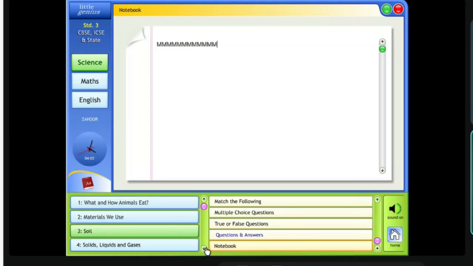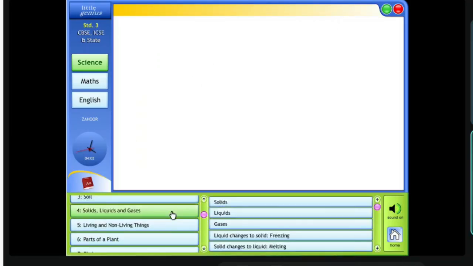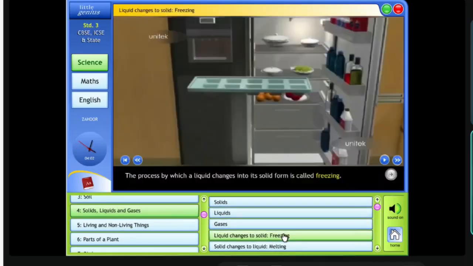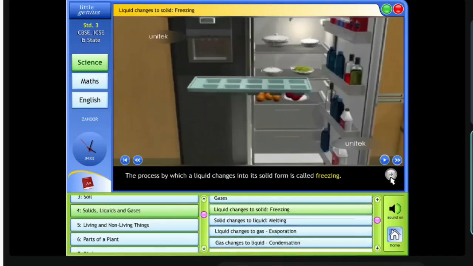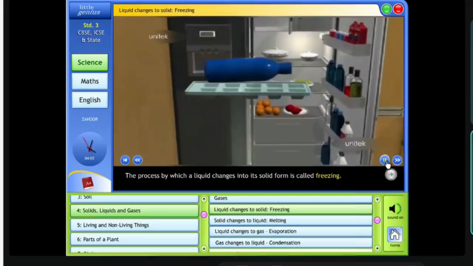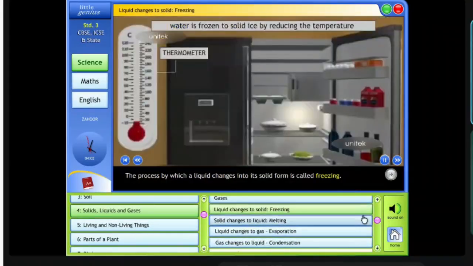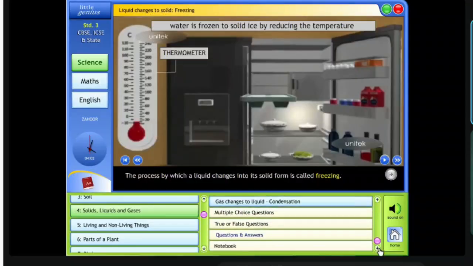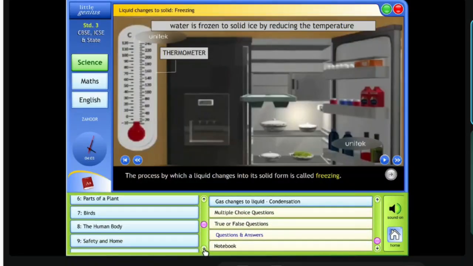So this is here. Then you see the solids, liquids and gases. How solids, liquids and gases. Liquid changes to solid, freezing. See, liquid changes to solid. So all are scientifically shown. Which liquid changes into solid form is understood. Let's conclude this, and I'll directly jump to this thing. I understood the concept you have made.